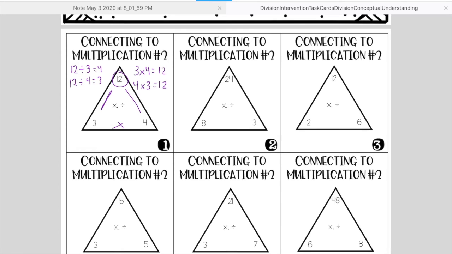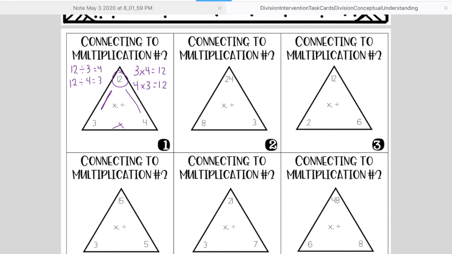You have to pay attention with these ones because you wouldn't want to go 3 divided by 12 equals 4, because if you divide 3 by 12, you're going to get a number that is smaller than 1. 12 wouldn't go into 3 evenly, and you'd end up with a decimal number. So you just have to pay attention to what numbers go first.